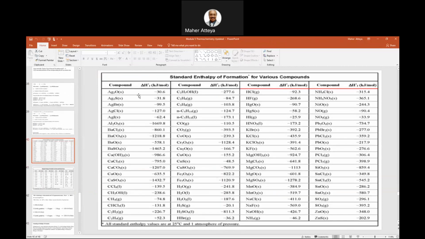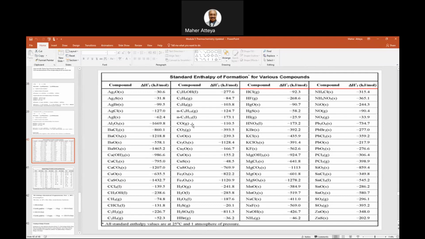So you can print this one out and make it handy for yourself. You have to know which of those molecules is a solid, which one is a gas, which one is a liquid, because the state will determine the heat of formation at standard condition, 1 atmospheric pressure and 25 degrees Celsius, or 298 K. So you have to have this one handy.